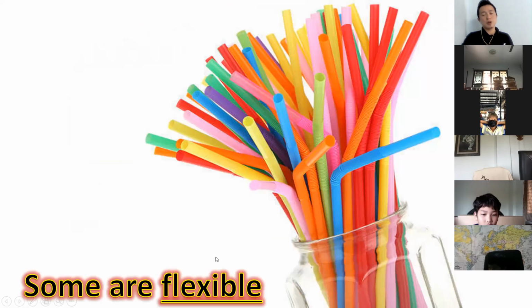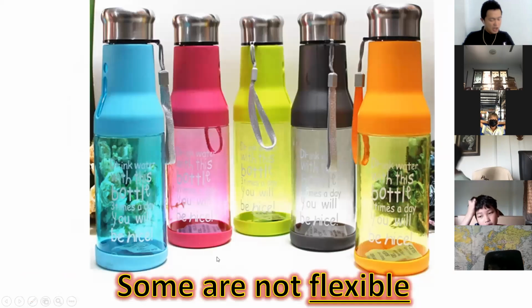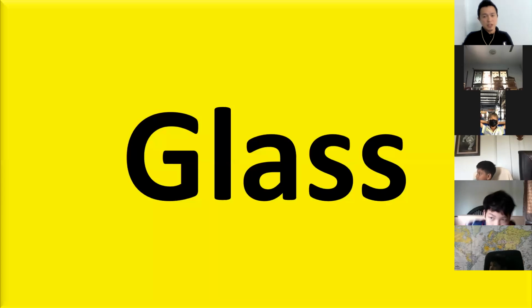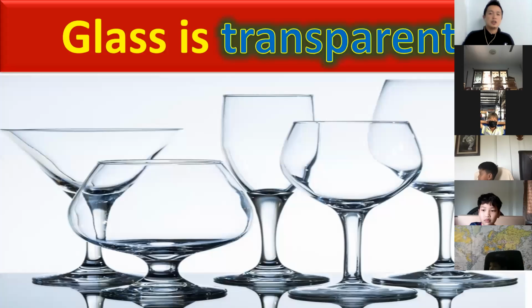Okay, those are the properties of plastic. Some plastics are not flexible. Now let's proceed to glass. I think glass is the last one.